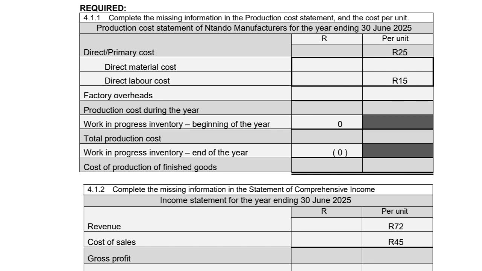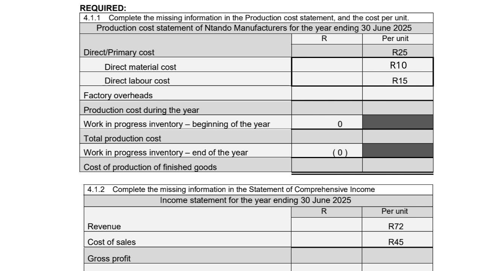Production cost statement of Ntando Manufacturers for the year ending 30 June 2025. So if we go to the primary cost, which is your direct cost, will be your direct material cost plus your direct labor. If our primary cost is 25 Rand and our direct labor cost is 15 Rand, our direct material cost will be the difference. So what is 25 Rand minus 15 Rand? It will give us 10 Rand.